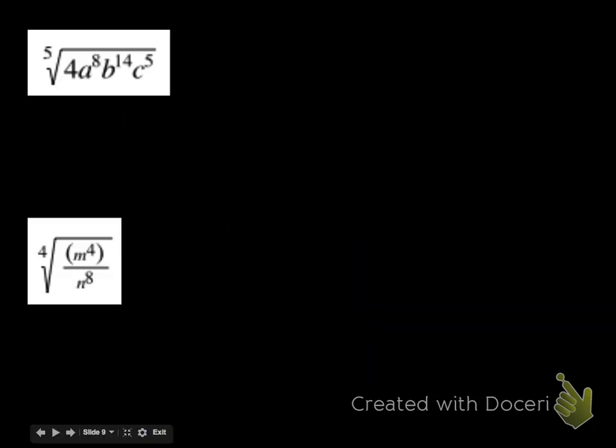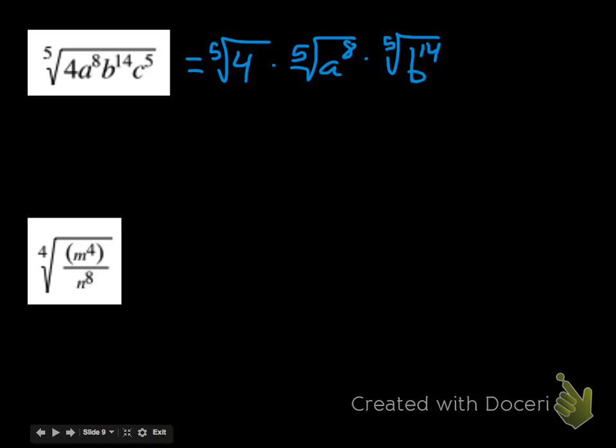This will be fun. The 5th root of 4 times the 5th root of a to the 8th power times the 5th root of b to the 14th power and times the 5th root of c to the 5th power? Oh, yuck. Okay, any questions on, I simplify the 5th root of 4?